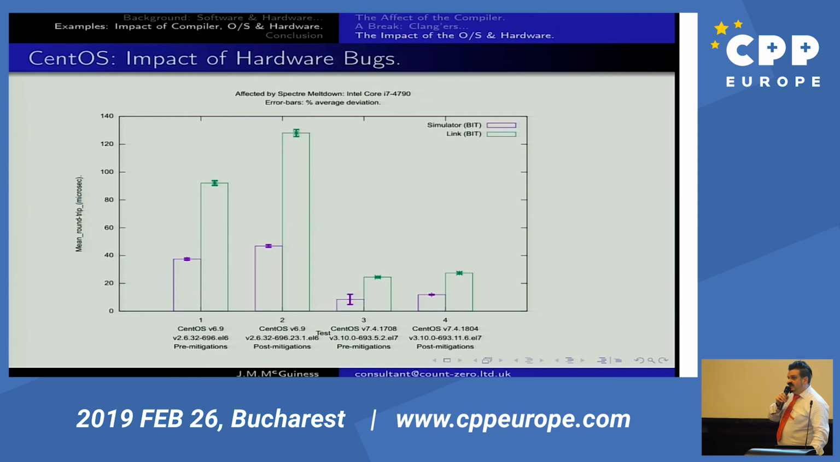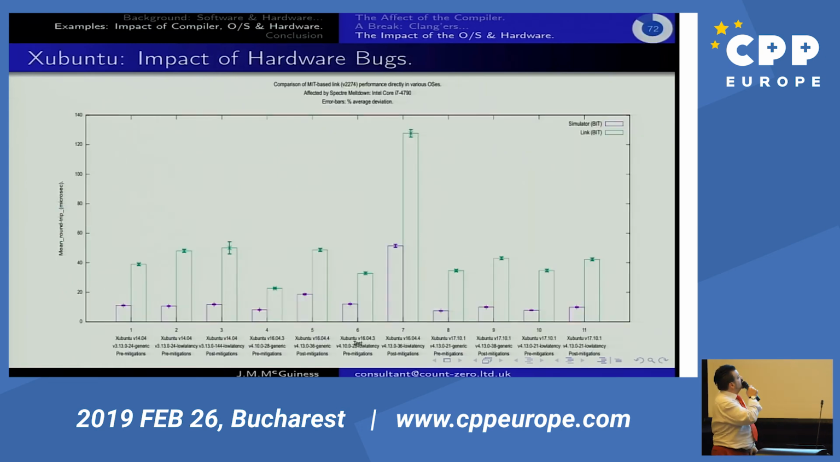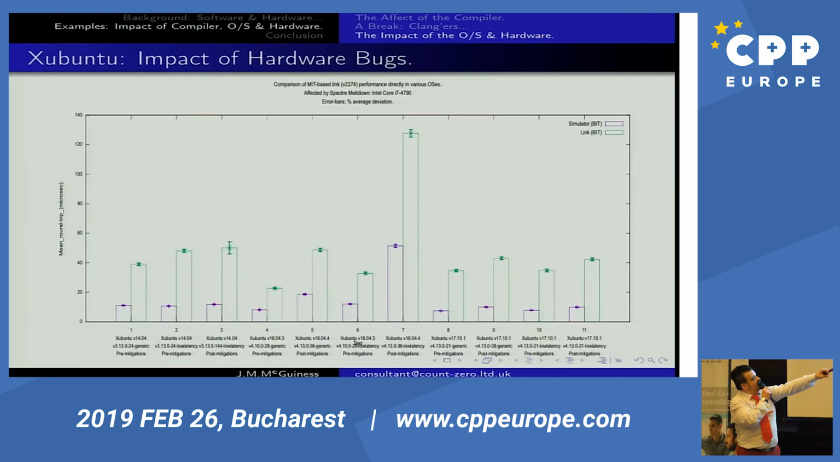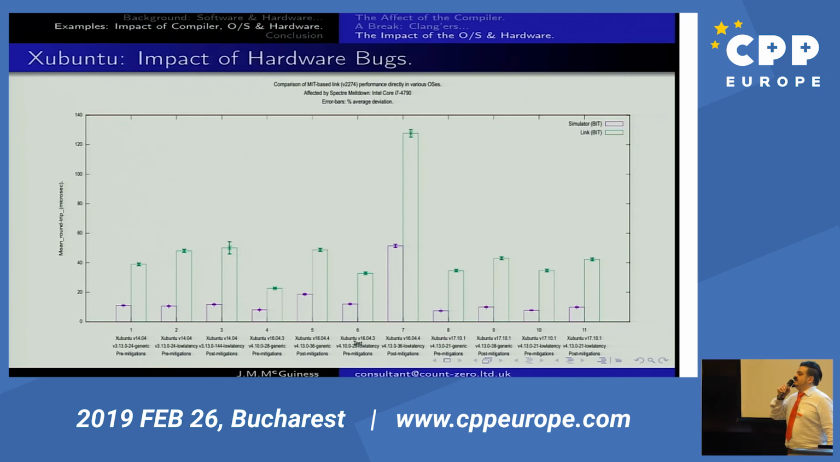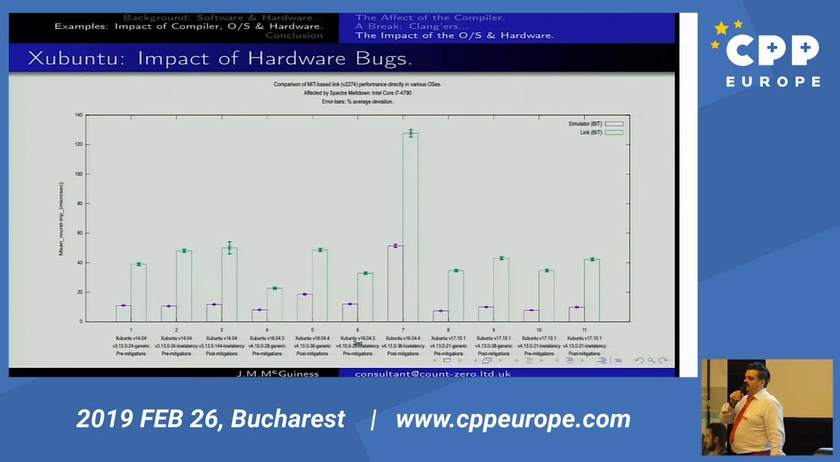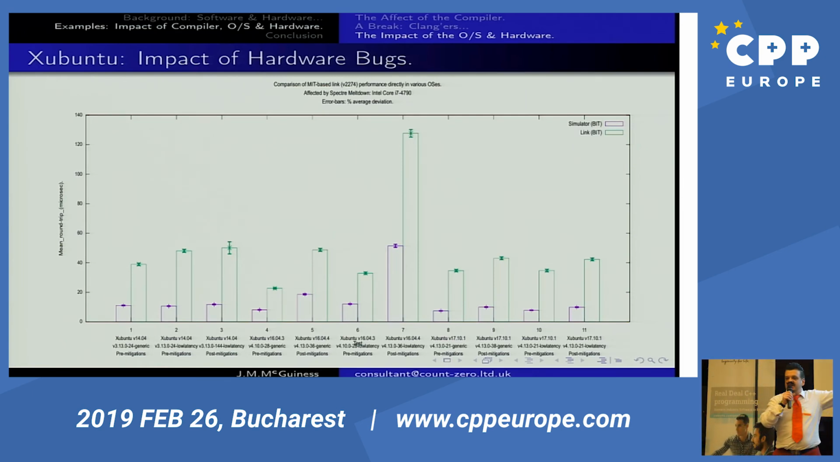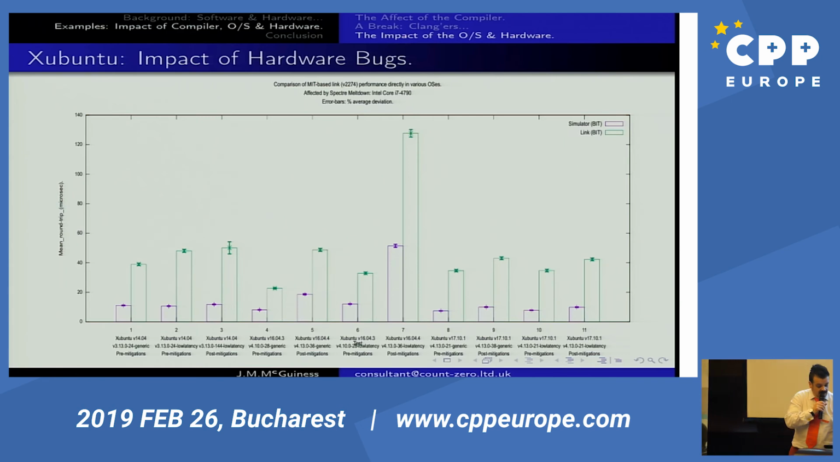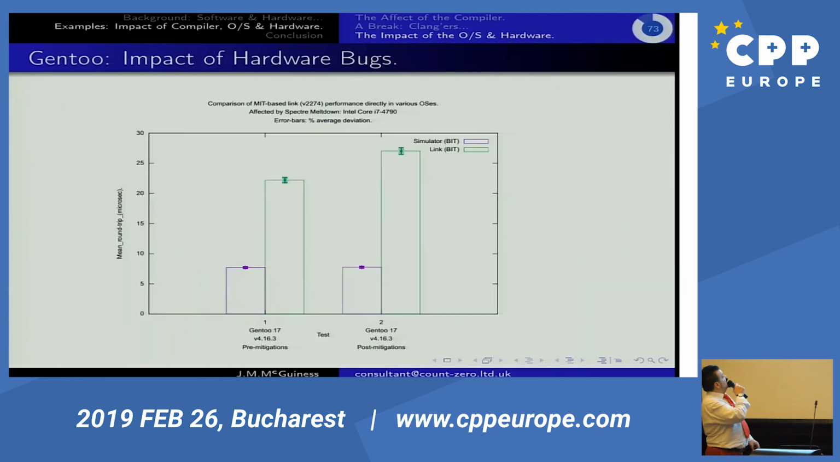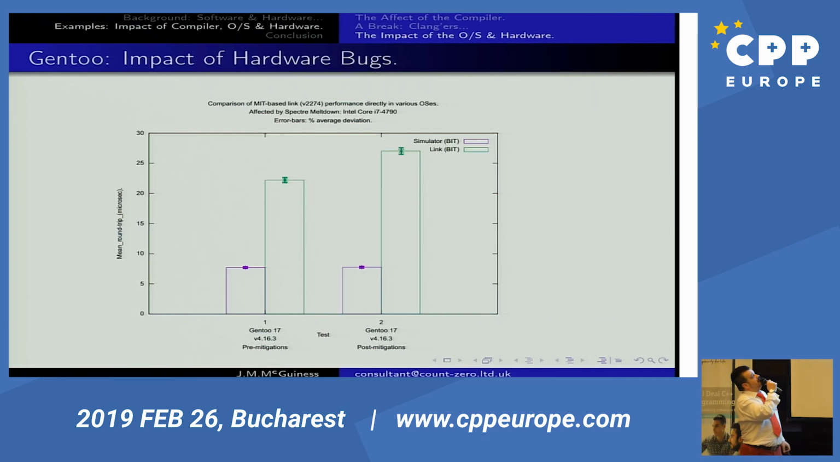So you really do need to think, if you're in a performance area, do you need the mitigations, A, and B, how might they affect you? Here's a big graph of all the versions of Xubuntu. The takeaway is the low latency kernel for Xubuntu is rubbish in this instance, for this test. Just use the generic one. Gen 2 pre and post mitigations, also a major impact.